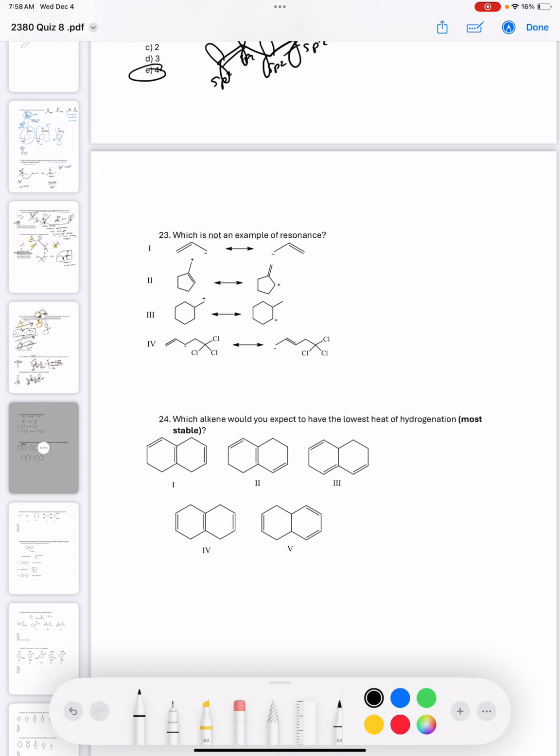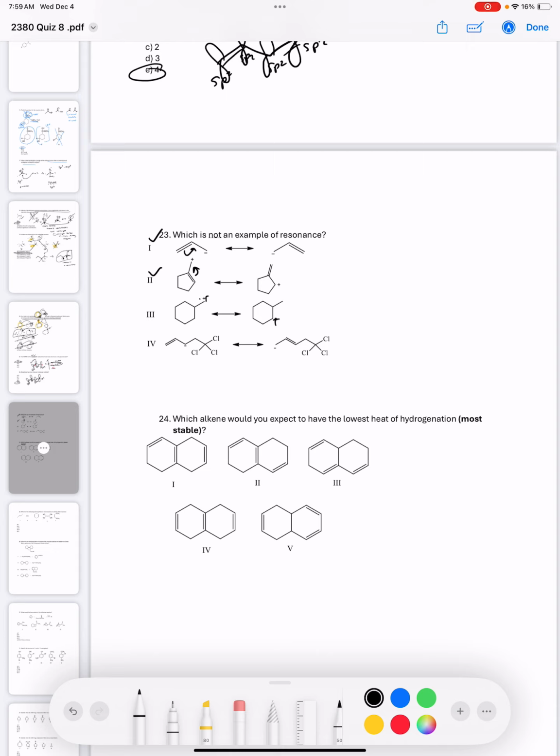Okay, which of these is not an example of resonance? So let's see here. If this moves over, this is an example of resonance. Oh, it's asking which is not. So this one, if the electrons move here, then that is. This one, no change happens. So this one, there's no double bond. Nothing moves but this positive charge.